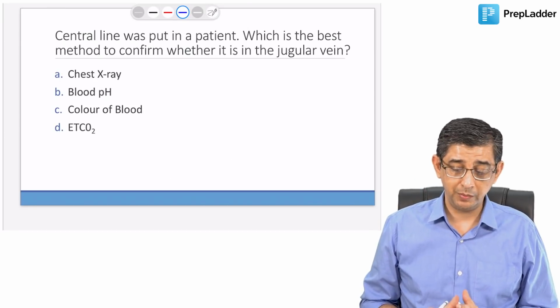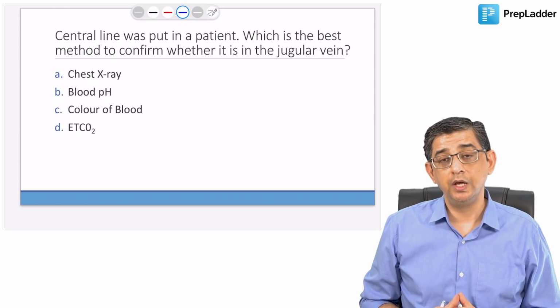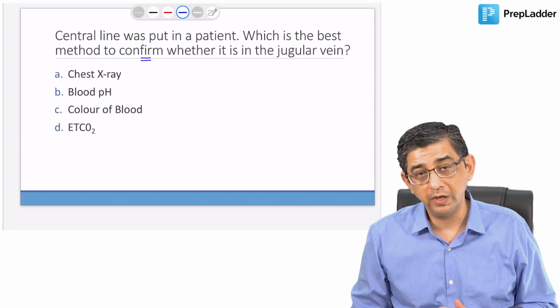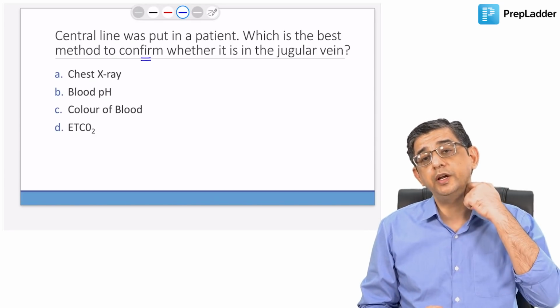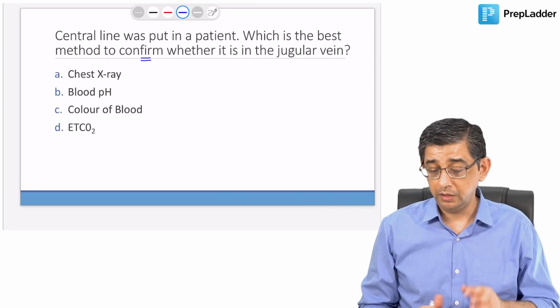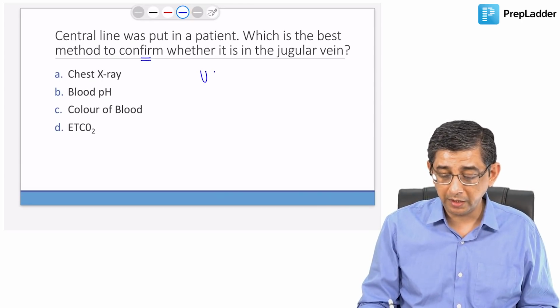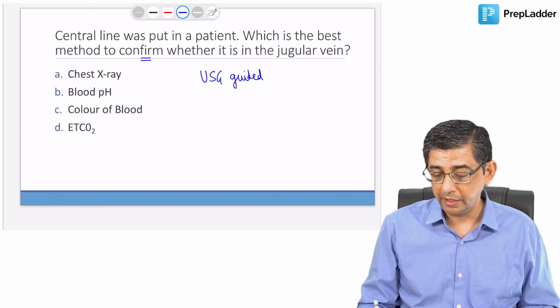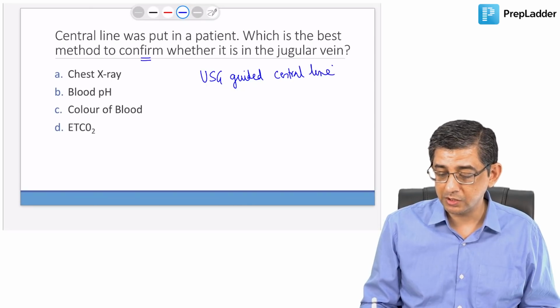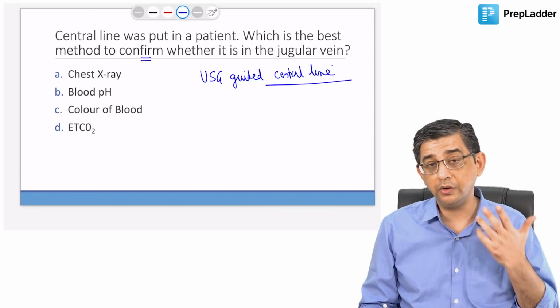The next question talks about a center line being put in a patient. He is asking you what is the best method to confirm whether it is inside the jugular vein. Well, please remember if you're putting a center line and whether it's gone in the jugular vein, you can do an X-ray. Ideally, a center line should always be put ultrasound guided. Why? Because I don't want to puncture the carotid artery.